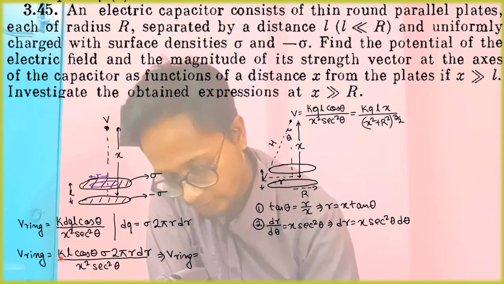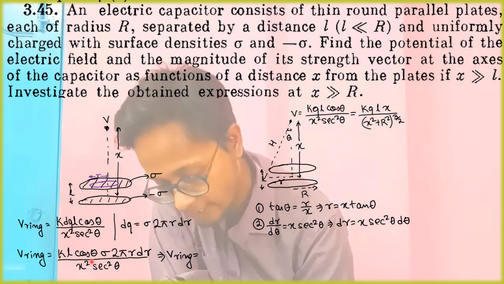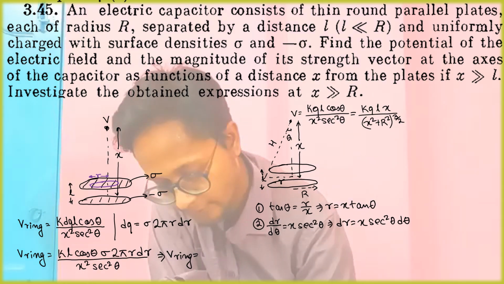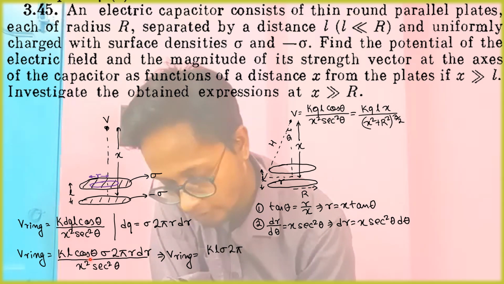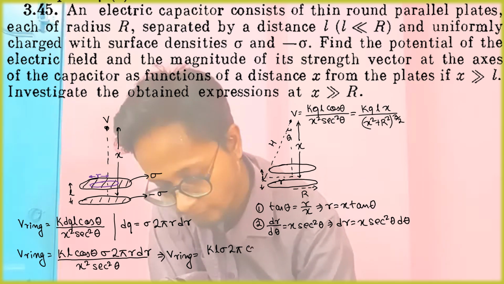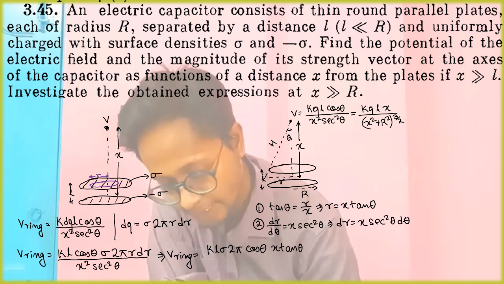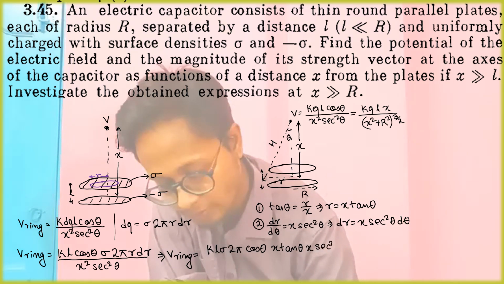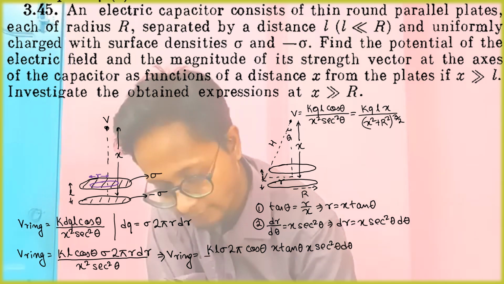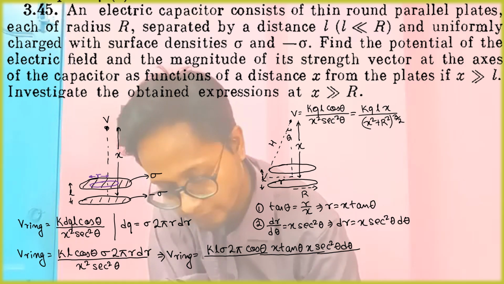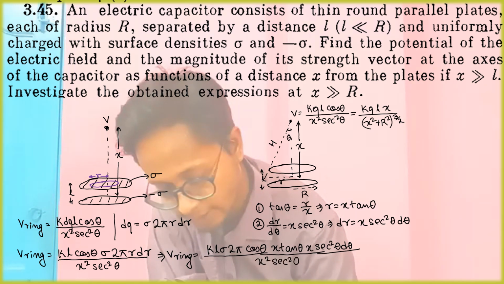Okay, potential out here was found out due to the positive and negative both the rings, no? So if I substitute, let's take KL sigma 2 pi, all the constants. The remaining are cos theta into cos theta. Now I am left with r into dr. So r is nothing but x tan theta, and dr is nothing but x sec square theta d theta, divided by how much? Divided by x square sec square theta, isn't it?